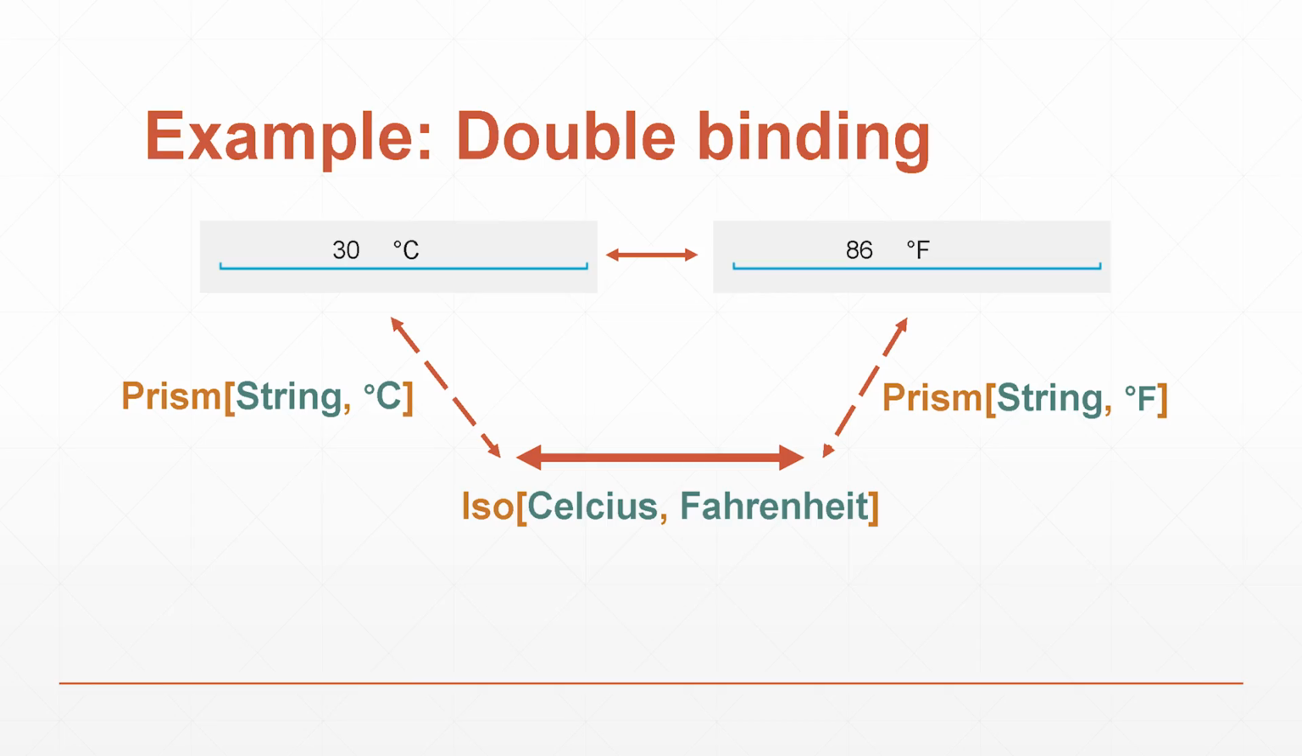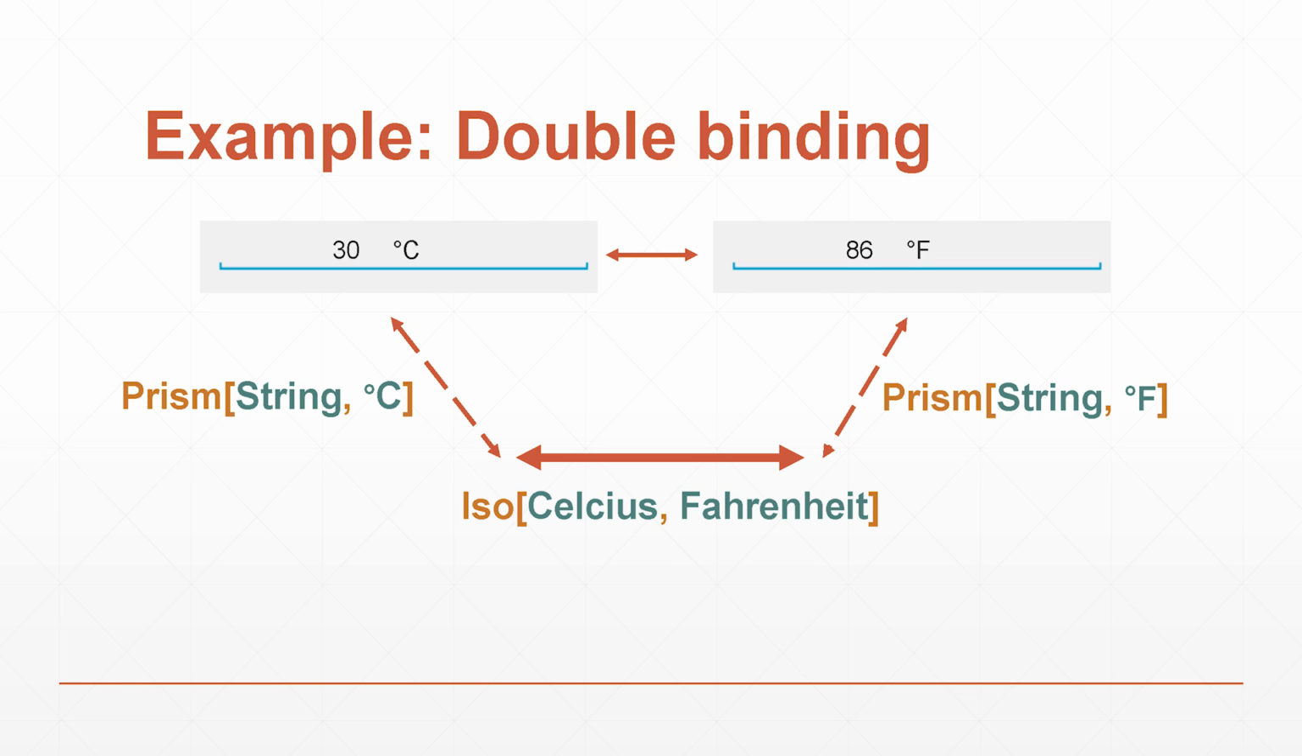Let's see an example with prisms. Say we have a user interface with two fields, and we want to convert both ways between Celsius degrees and Fahrenheit degrees. All right? So we need to parse them because they are given in strings. They are just text fields. So we have a prism from string to Celsius, and a prism from string to Fahrenheit, and we have an isomorphism. We can go both ways between Celsius and Fahrenheit. Okay, so we can go from Celsius to Fahrenheit and from Fahrenheit to Celsius.